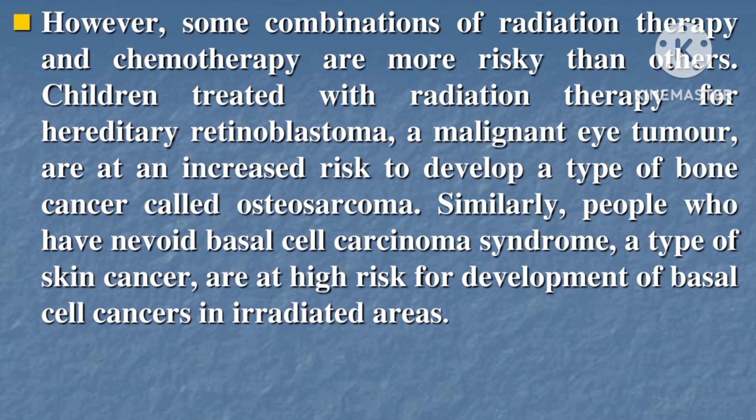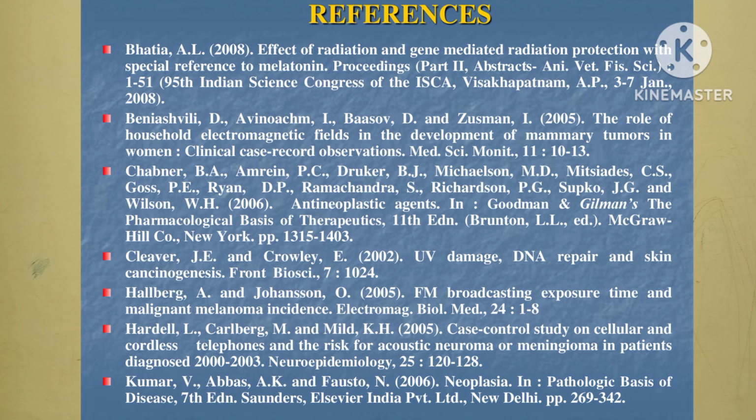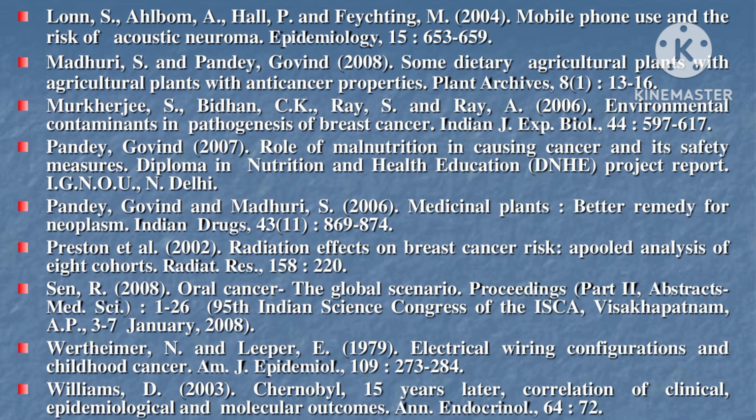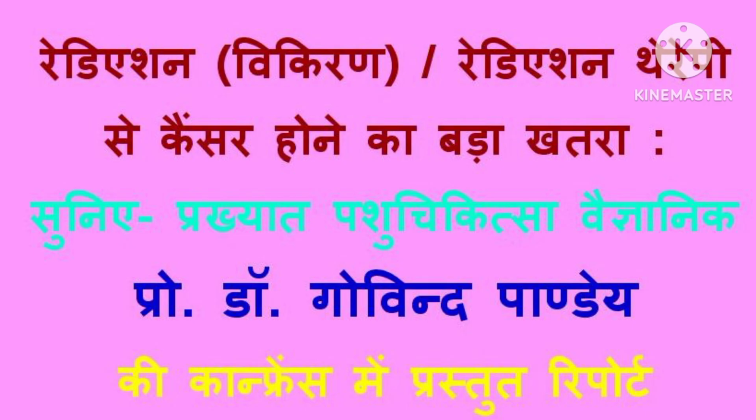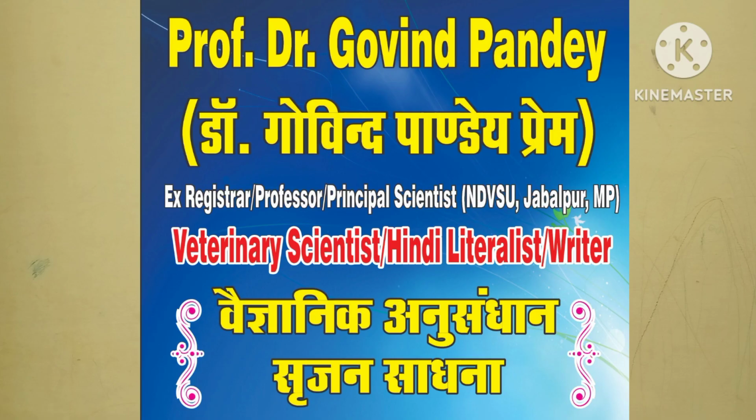Children treated with radiation therapy for hereditary retinoblastoma, a malignant eye tumor, are at increased risk to develop a type of bone cancer called osteosarcoma. Similarly, people who have nevoid basal cell carcinoma syndrome, a type of skin cancer, are at high risk for development of basal cell cancers in irradiated areas.